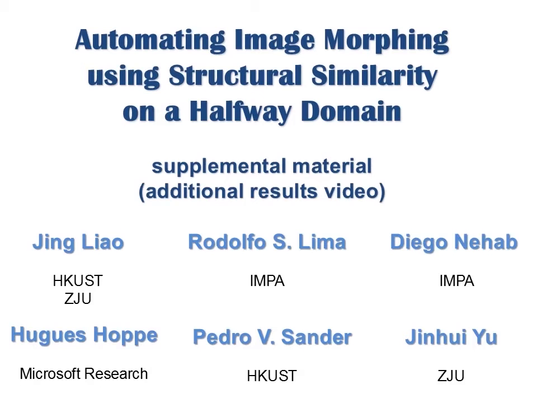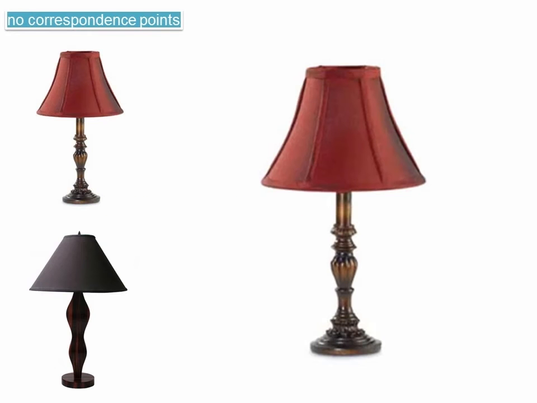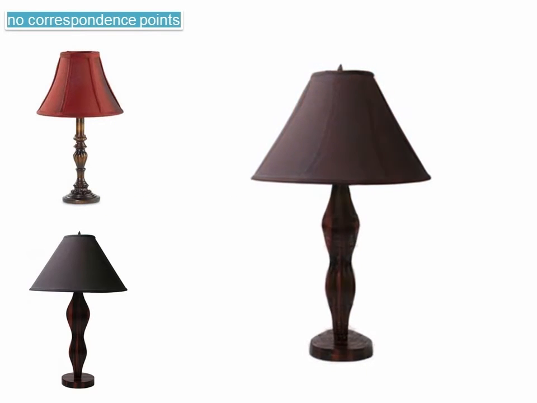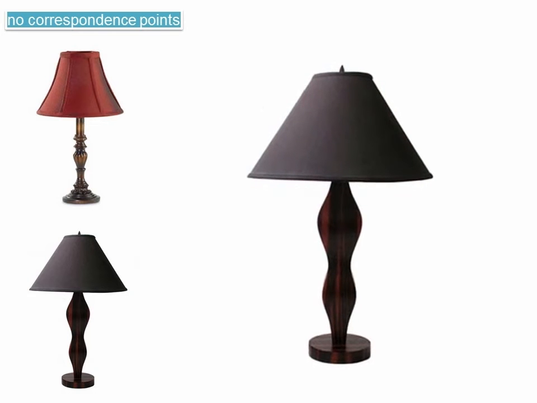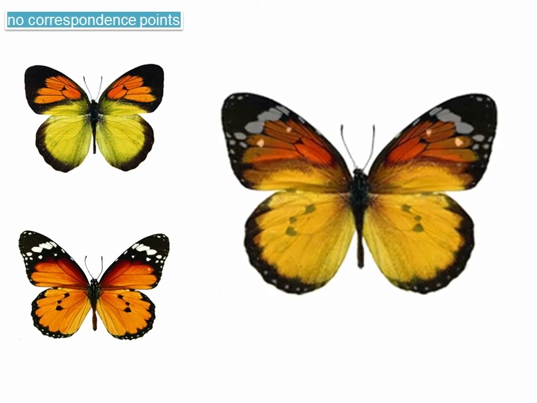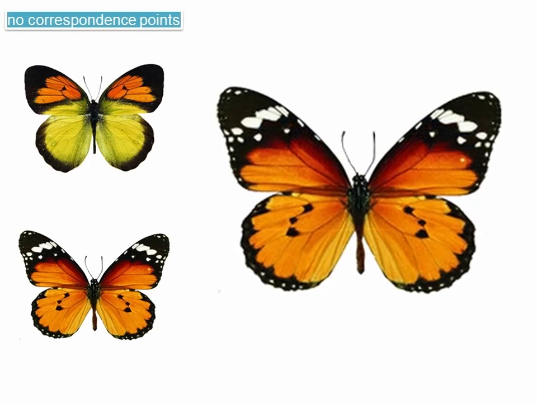In this additional video, we present results and some extensions of our optimized image morphing technique. This next set of results is computed fully automatically. The optimization finds good pixel alignment without requiring any control points. In this example, note how the antennas of the butterfly are properly matched.